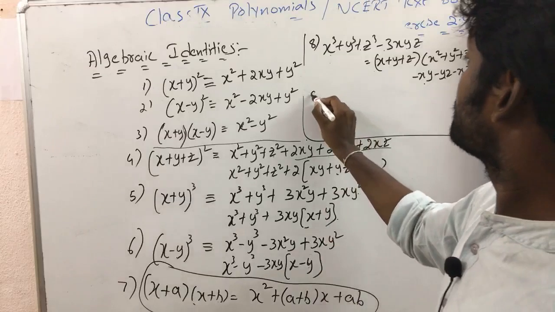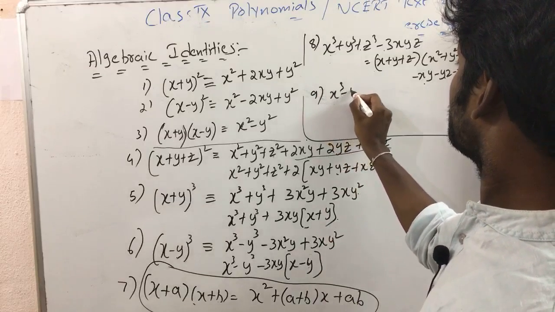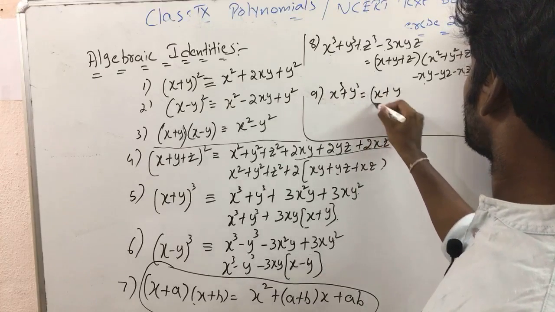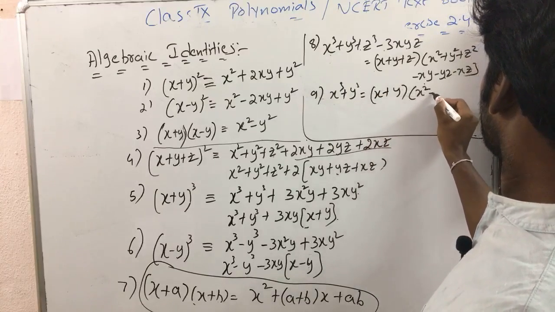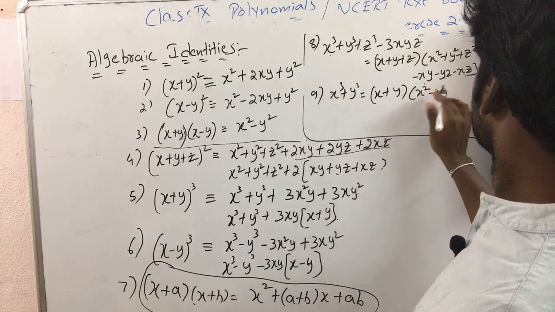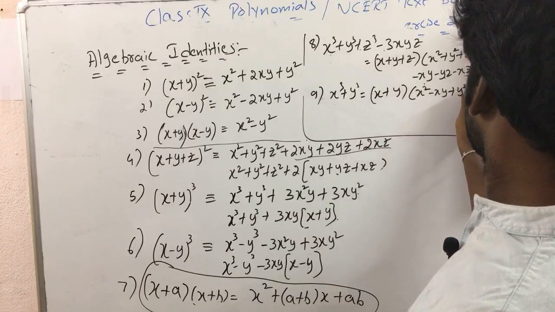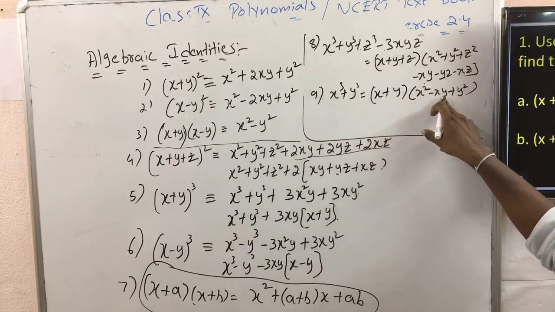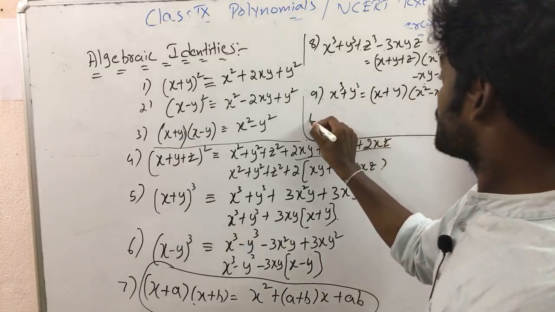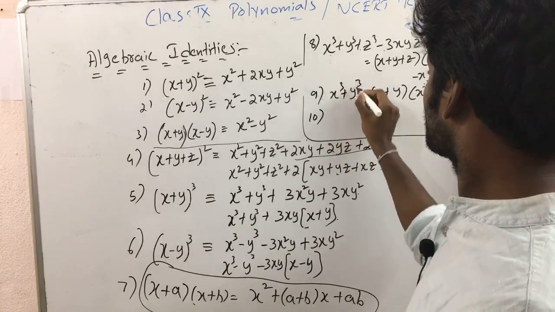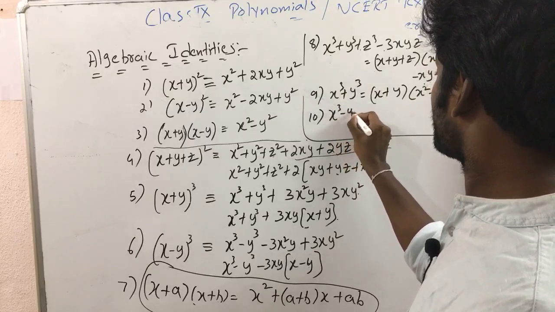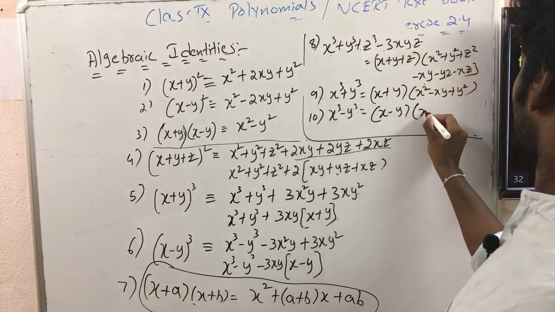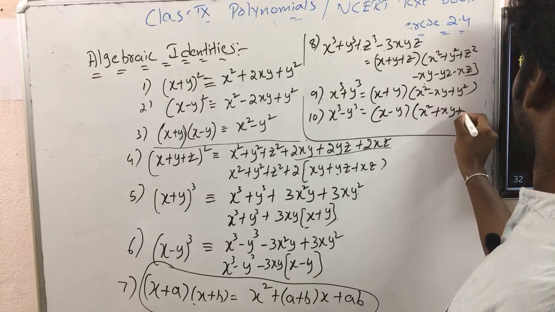And even we have x cube plus y cube equals x plus y into x square minus xy plus y square. Last one, x cube minus y cube equals x minus y into x square plus xy plus y square.